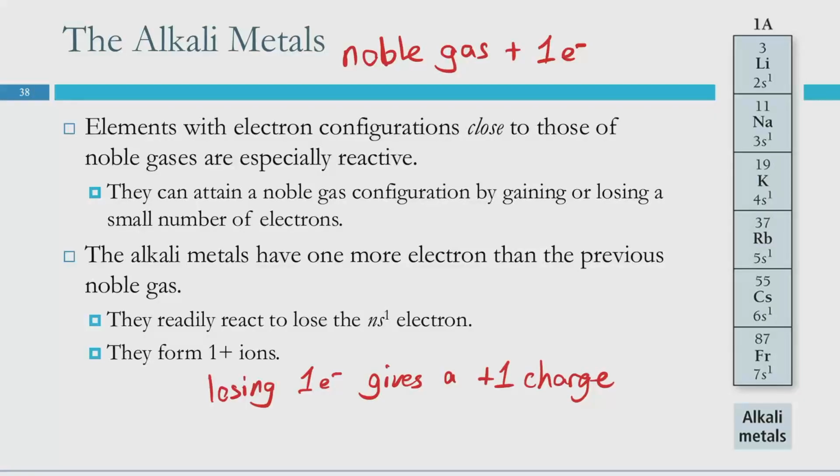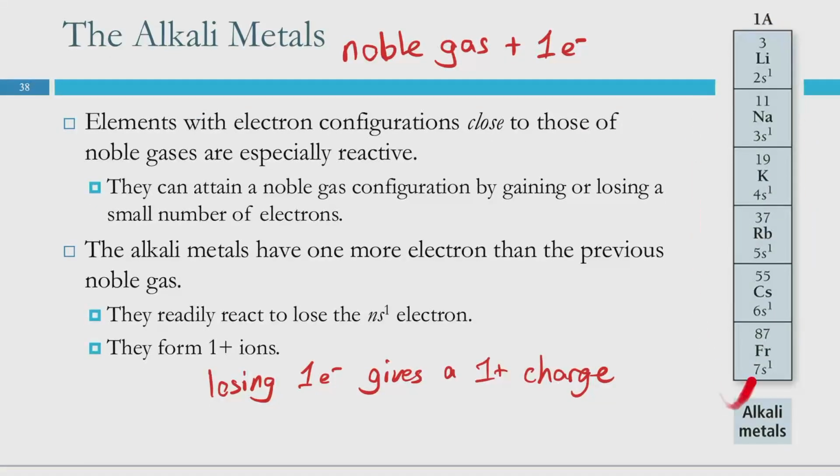So that's why they form things that have a 1+ charge, all of our alkali metals, because they're losing 1 electron, they're getting that noble gas configuration. And so this is why these metals are especially reactive. Some of these, like sodium and potassium, if you put them in water, they light on fire with how reactive they are. Cesium explodes.